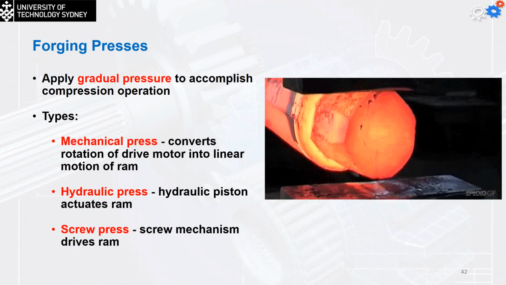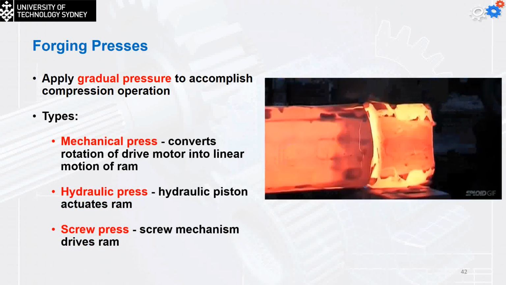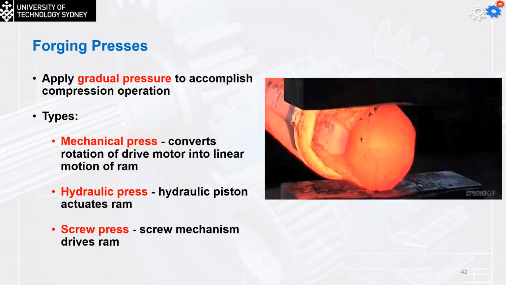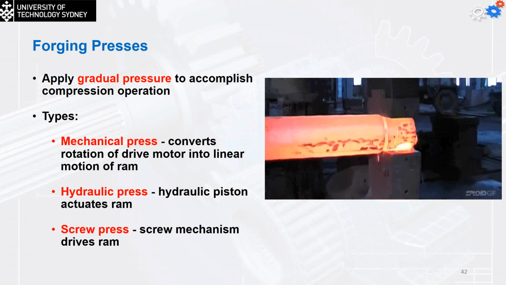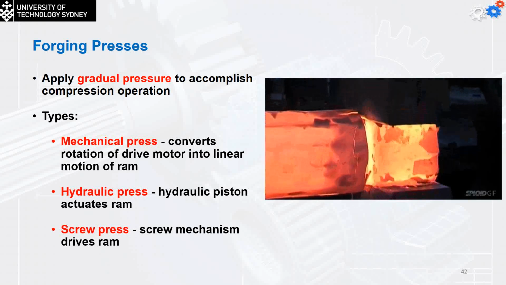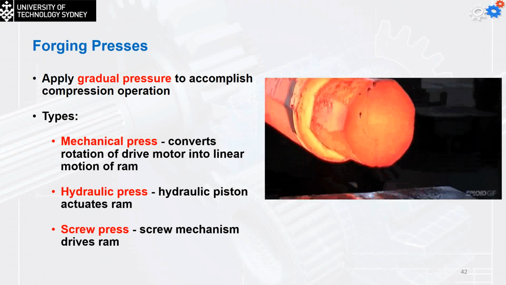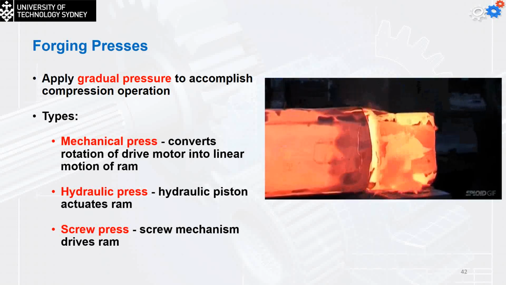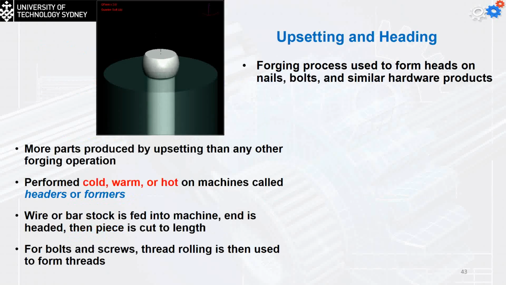The other processes we have related to forging are upsetting and heading. Now, once again, we go back to the screws and the nuts. To make the head of it, we're going to use the upsetting and heading process. Forging process used to form the heads on nails, bolts, and similar hardware products. More parts are produced by upsetting than any other forging operation. It can be performed cold, warm, or hot on a machine called the header or the former.